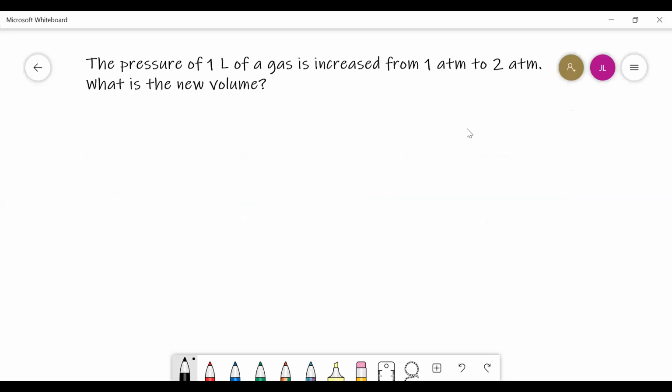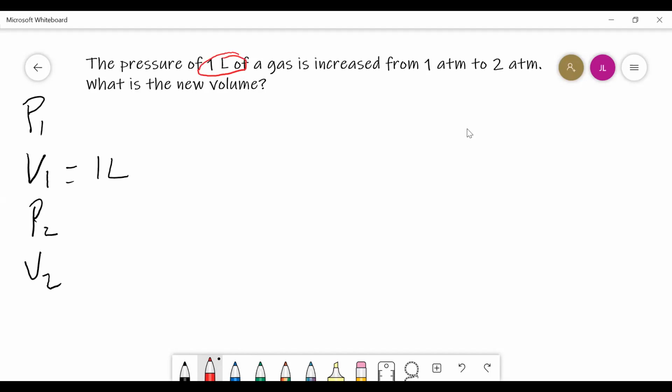I have here a sample word problem, and I'm going to show you how you should be working these out. You can see the pressure of 1 liter of a gas is increased from 1 atmosphere to 2 atmospheres. What's the new volume? When we're doing this, you should create a variable box. I always start with P1, V1, and then P2, V2. We have an initial volume of 1 liter, so let's put that as 1 liter.